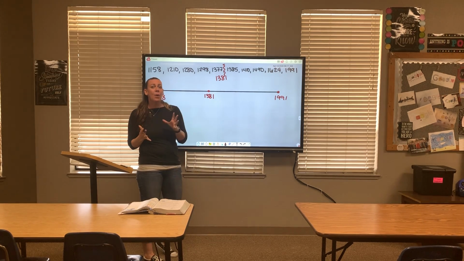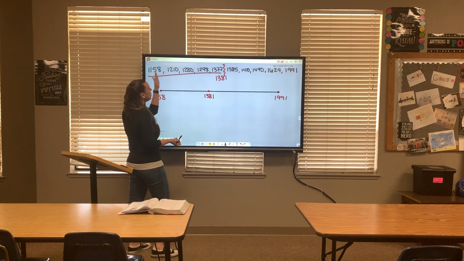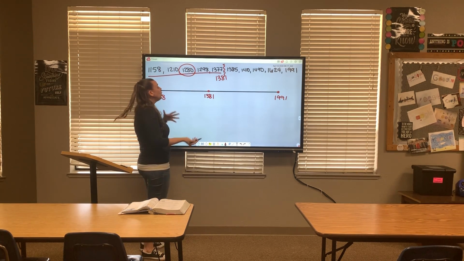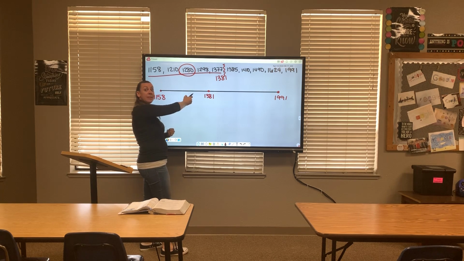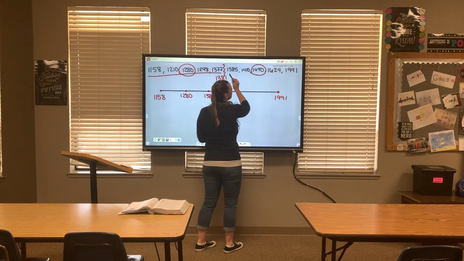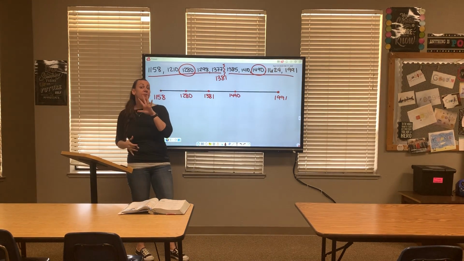Okay, now I look at my lower half. My lower half of information has 5 numbers, 1, 2, 3, 4, 5. So my median would be 1280. 1280 is the median of the lower half, and I'm going to plot that. And then the median of my upper half is going to be 1490, and that's going to be closer to 1381. So I'm going to go 1490.